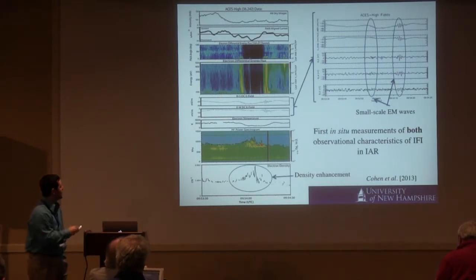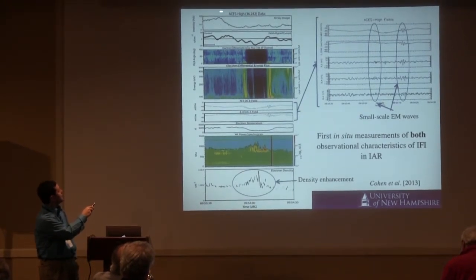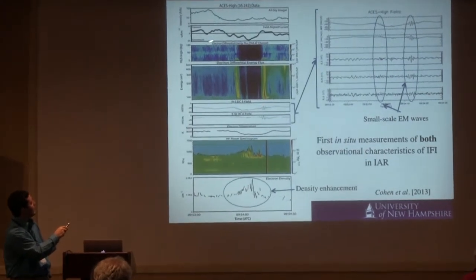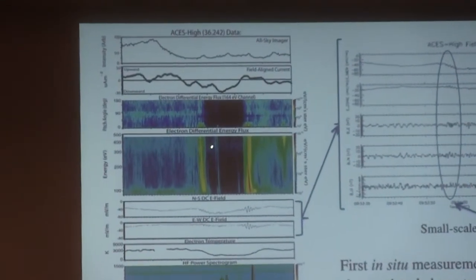So this is a plot of the data from Aces High over about a minute's worth of time. The top is the all-sky imager from the ground. So here you'll see the enhancement. That's the auroral arc. Here we've got the field-aligned current. So the arc is occurring in the upward current region. Here we have the downward current region immediately adjacent to it.